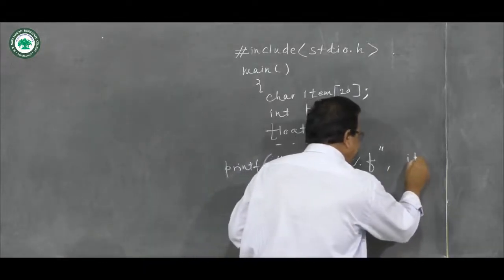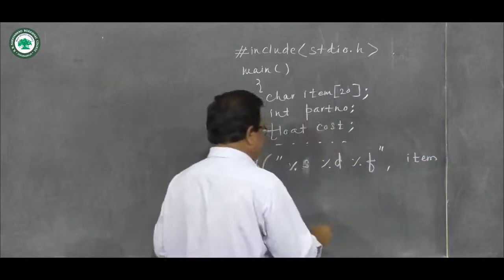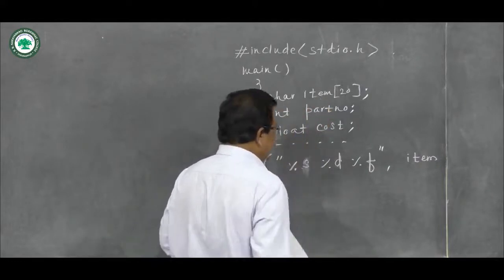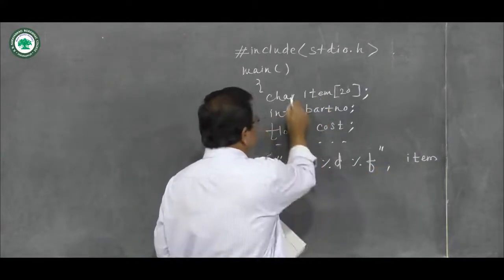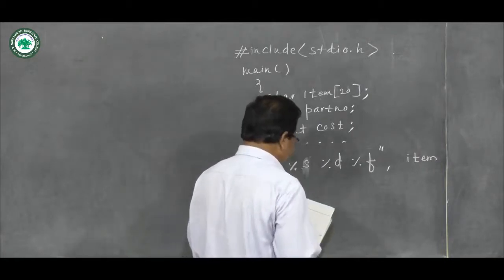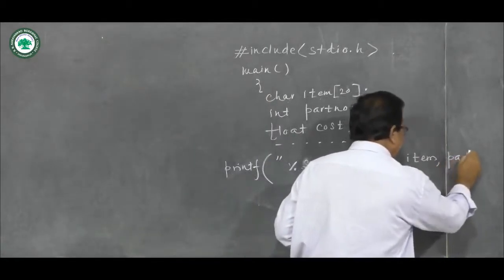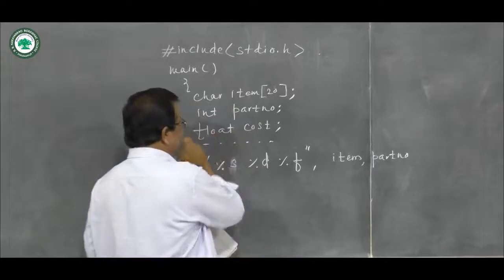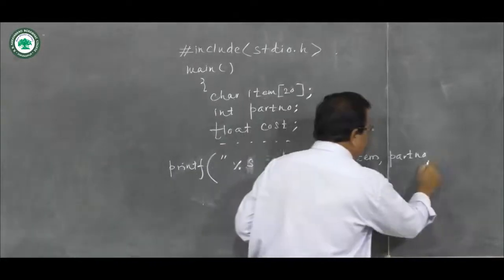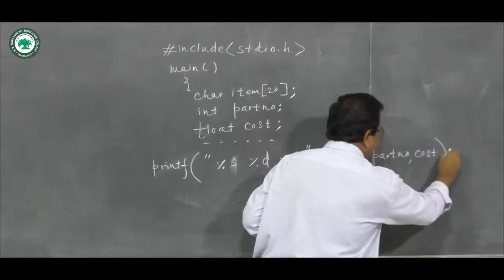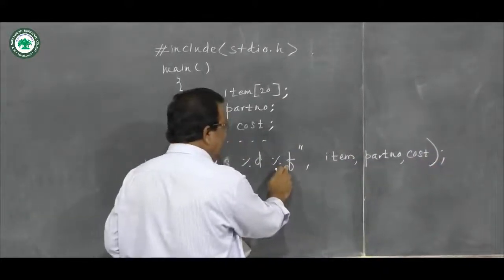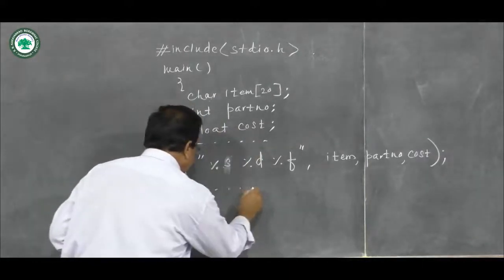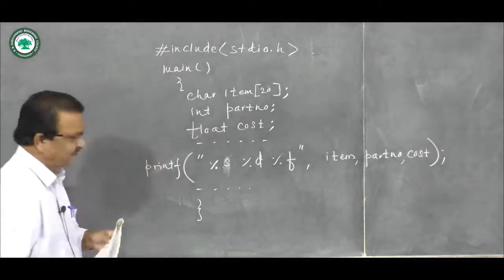Here item, which is name of an array, whose data type matches with this conversion character, namely character, matches with the string. Then part number, whose data type matches with decimal integer, because part number has been declared as integer type of variable, and cost, data type of which matches with this float, because cost has been declared as a floating type of variable. And then few C statements, and here the program ends.